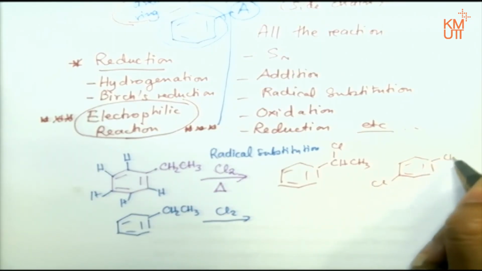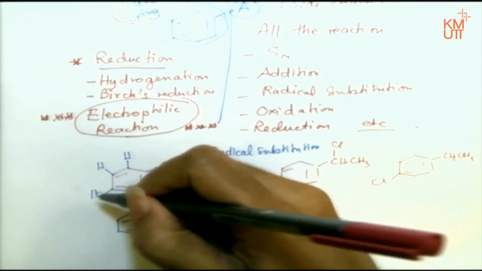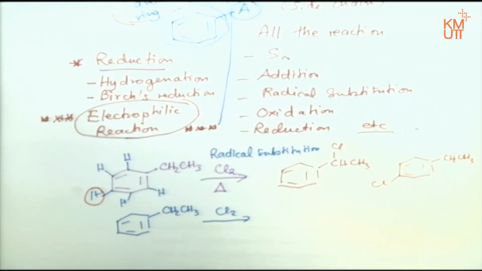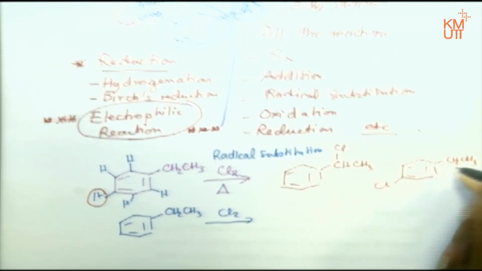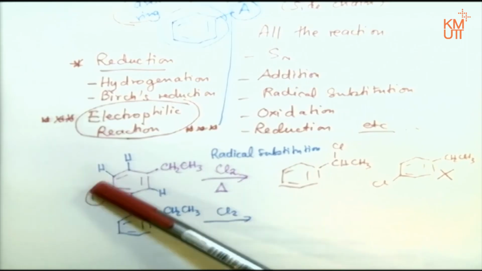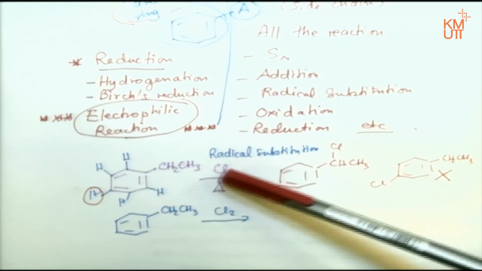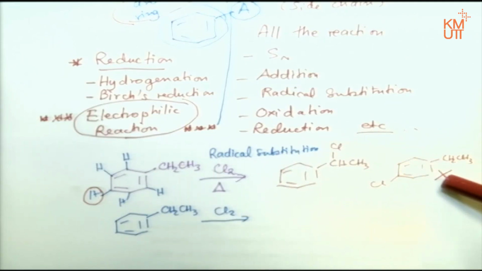Maybe this one, by radical substitution. Because I say you can substitute hydrogen by chloride, so why not this one? You want to substitute this hydrogen by chloride? No, this one is not possible, because radical chlorination cannot occur with aromatic rings. It's not that easy. If you want to put chloride on aromatic rings, you cannot use radical chlorination. This one is not possible.